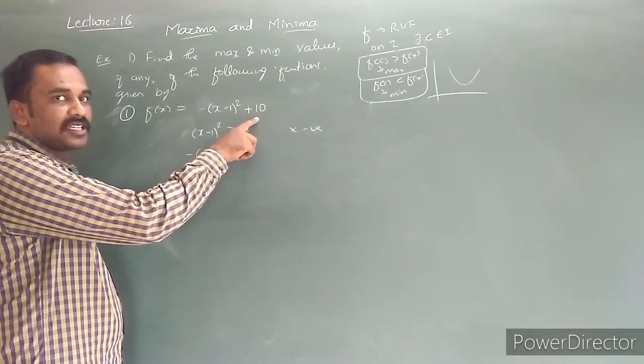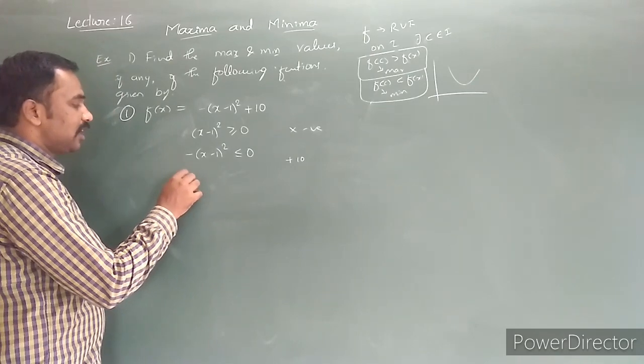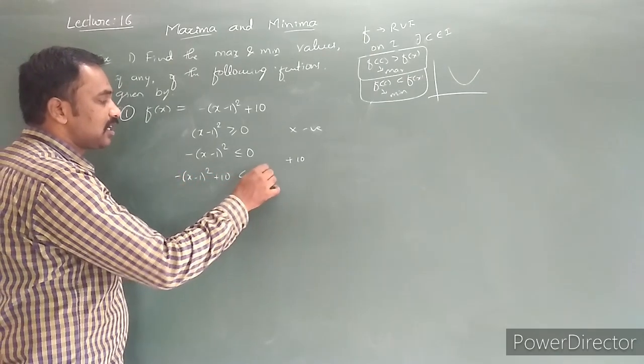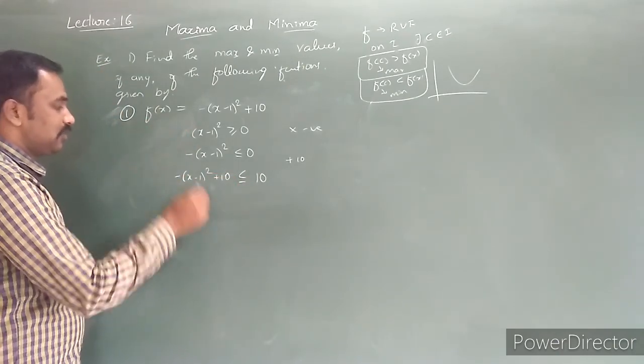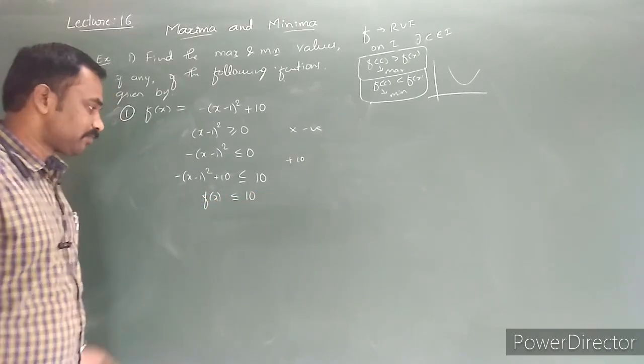Here, since minus is multiplied, the inequality reverses. Next I need the plus 10, so add 10 on both sides. Minus (x minus 1) whole square plus 10 is less than or equal to 0 plus 10, which is 10. What is the left hand side value? The left hand side value is f of x. f of x is less than or equal to 10.